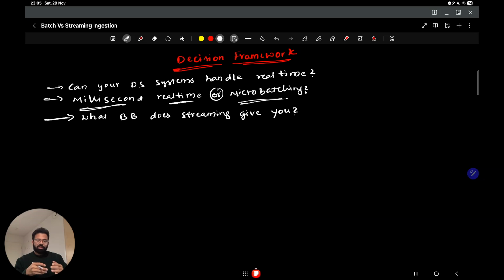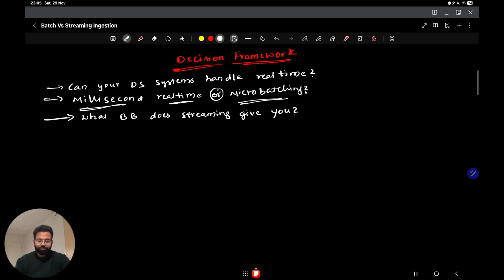So you won't gain anything from using streaming in the case of payroll processing or billing reports, right? Unlike what you do in fraud detection or delivery tracking, for example. So yeah, if streaming does not change the business outcome, then probably batch ingestion would be a better choice, okay?